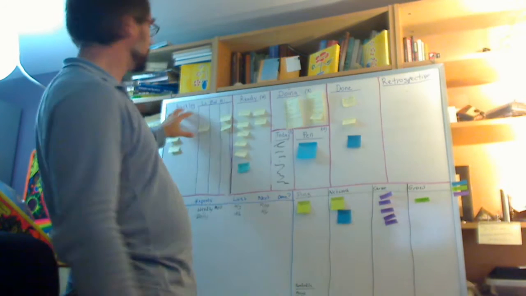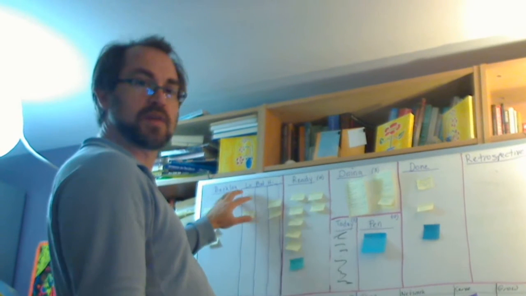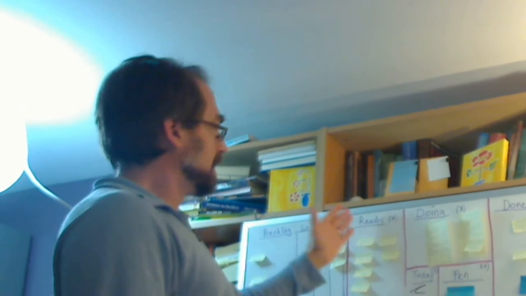The key things are the backlog, which can also be a prioritized backlog, okay? The ready column, which is stuff that I can work on or that is ready to be worked on. The doing column, which includes a column for today and a column called the pen. And then done and a retrospective.